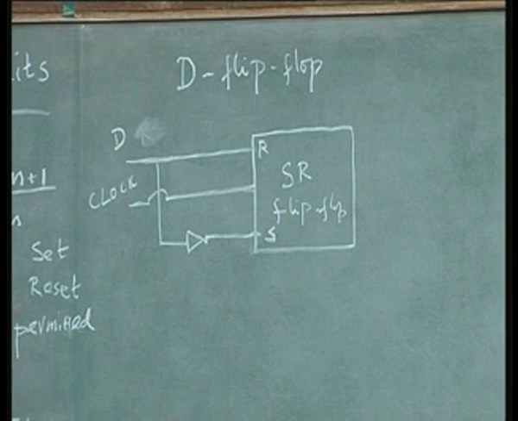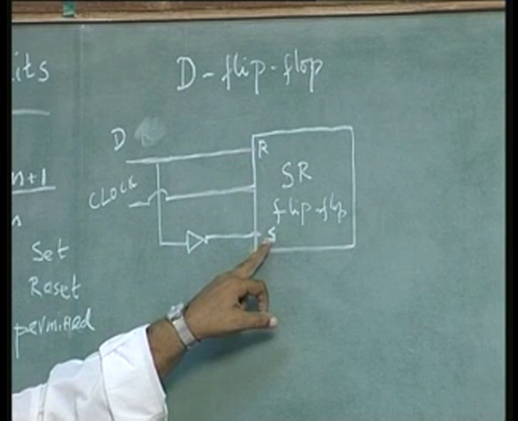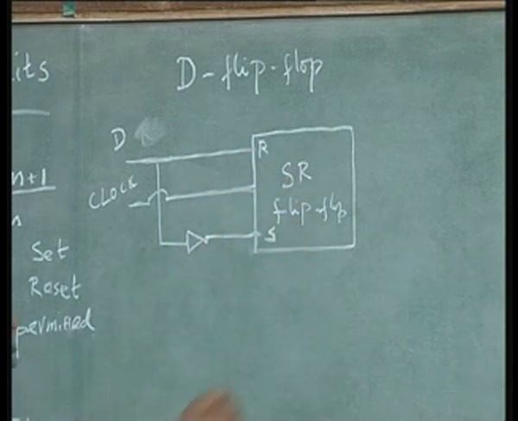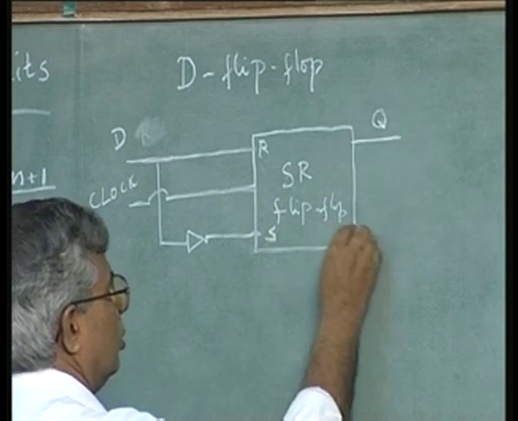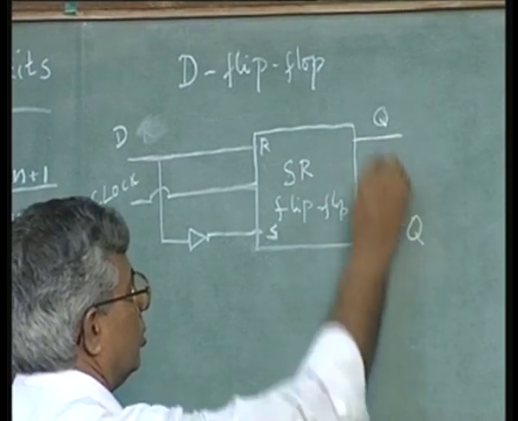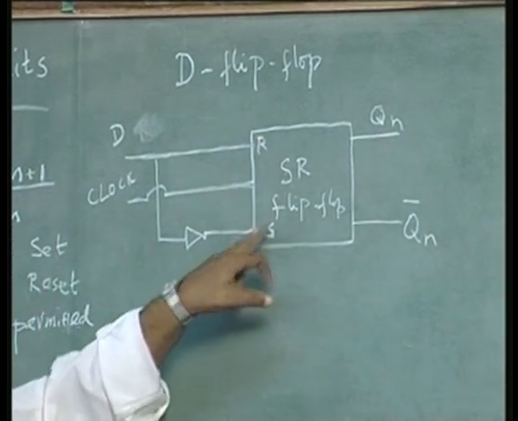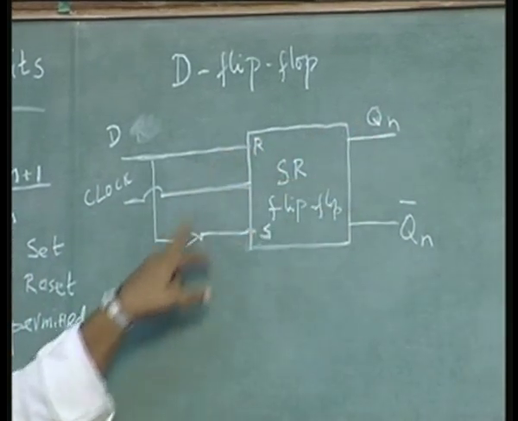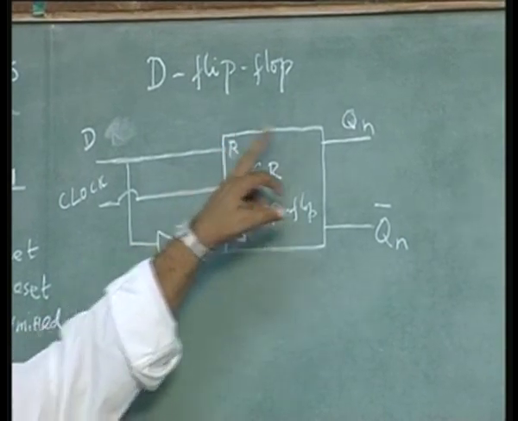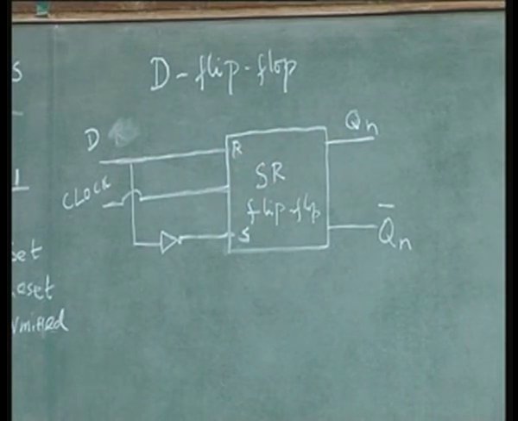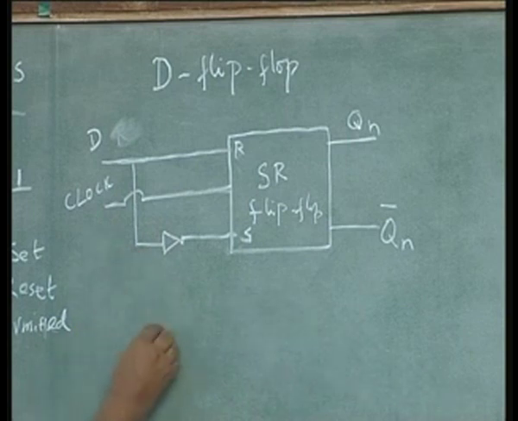A D input, if D is 1, D bar is 0, you get Q equal to 1. This is 1, this is 0, Qn will be 0. This is 1, this is 0, Qn will be 1. This is a D latch. So, you don't want to show all this extra gate.